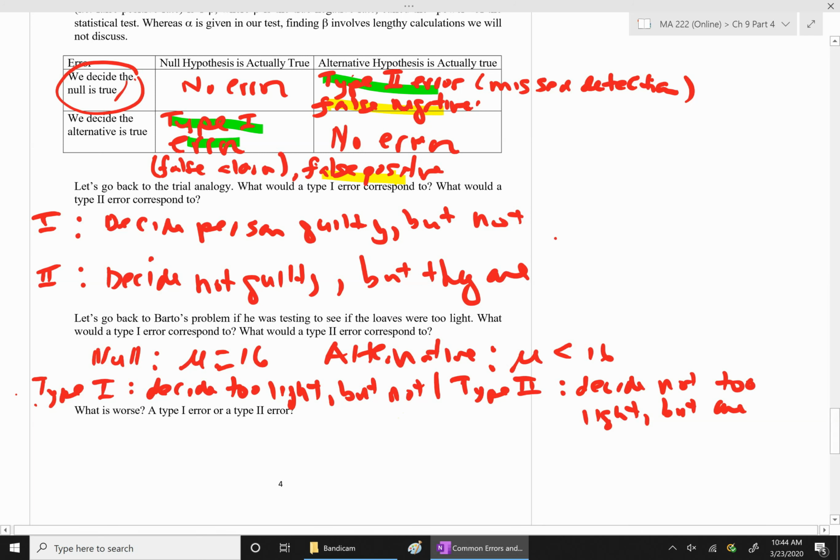What are the consequences of a type 2 error? Well, if the loaves are too light, there could be a class action lawsuit against him. And he might end up losing money, or it might become public, right? And the negative publicity would hurt him. And so people who do this sort of stuff for a living, there are analysts who do these sorts of decision-making scenarios for a living, they have to weigh the financial consequences of these two.